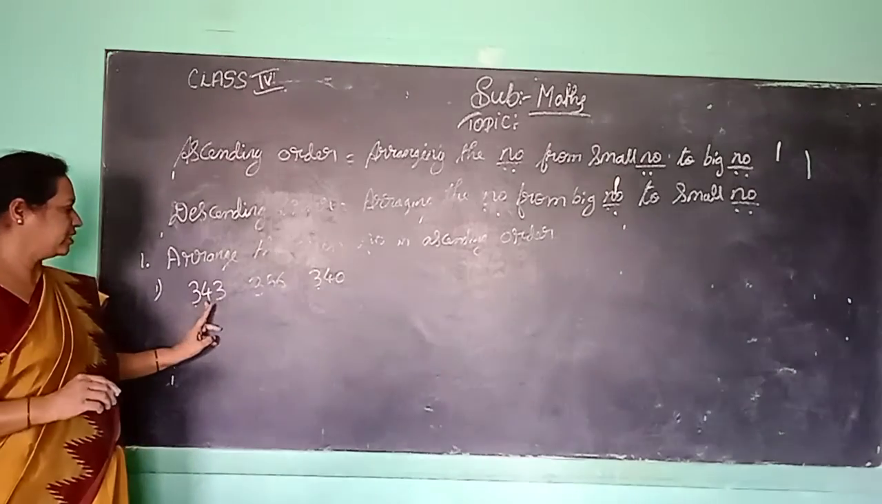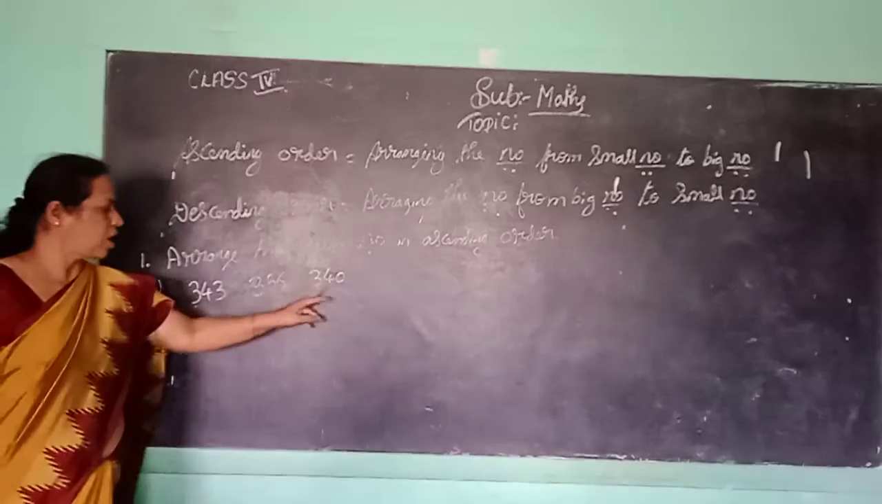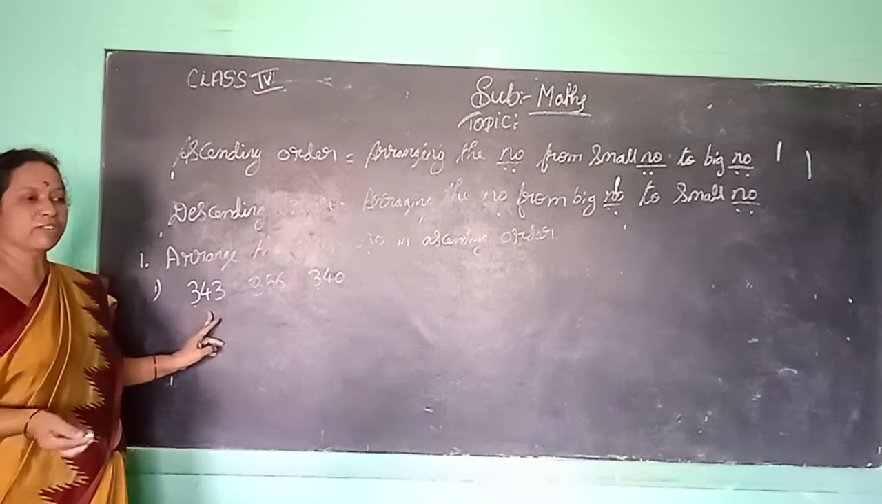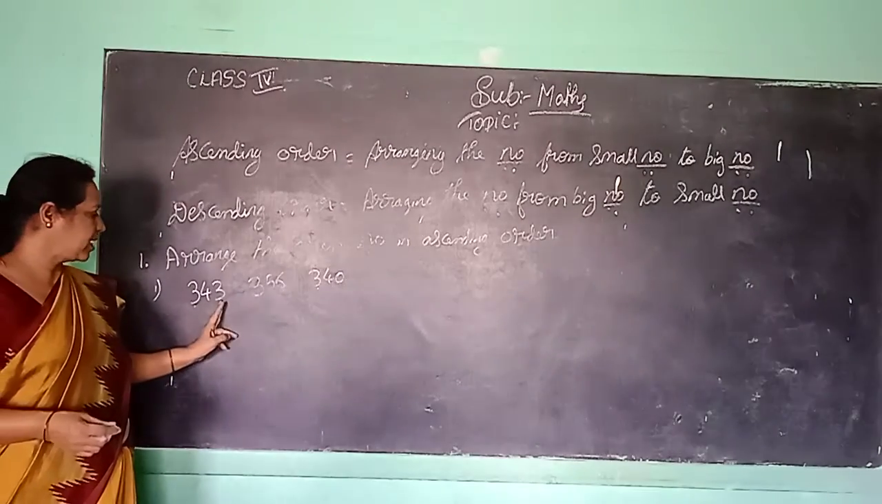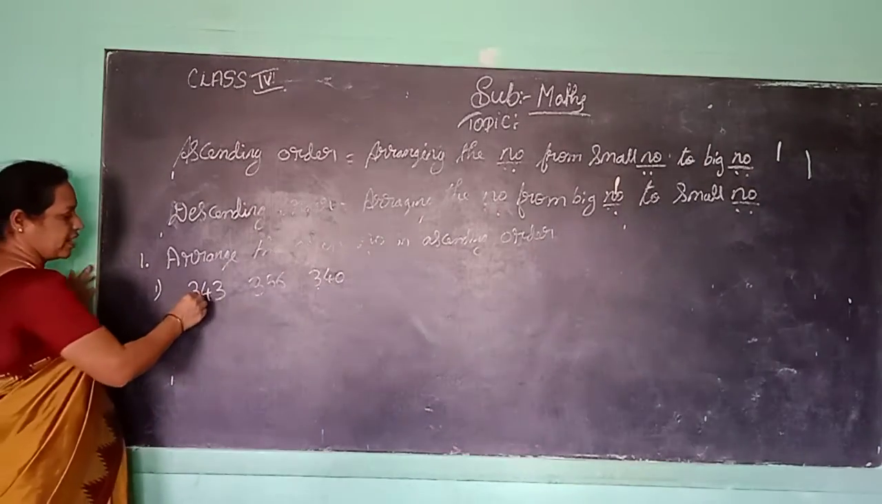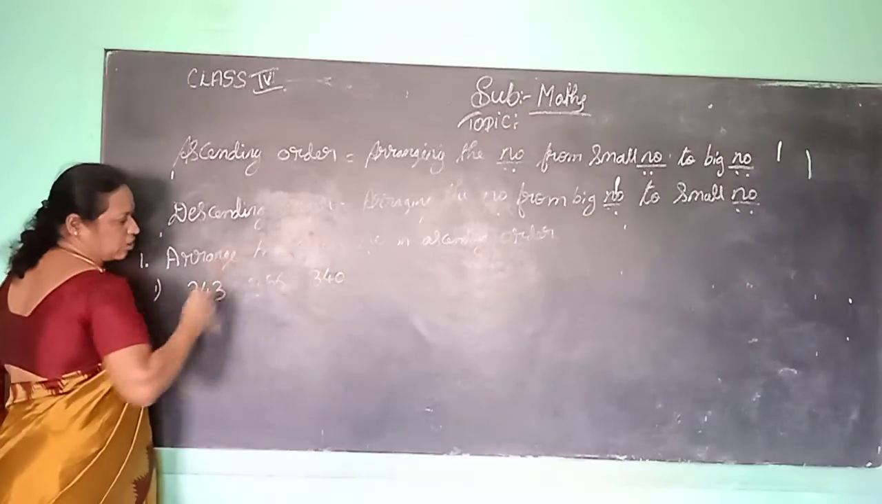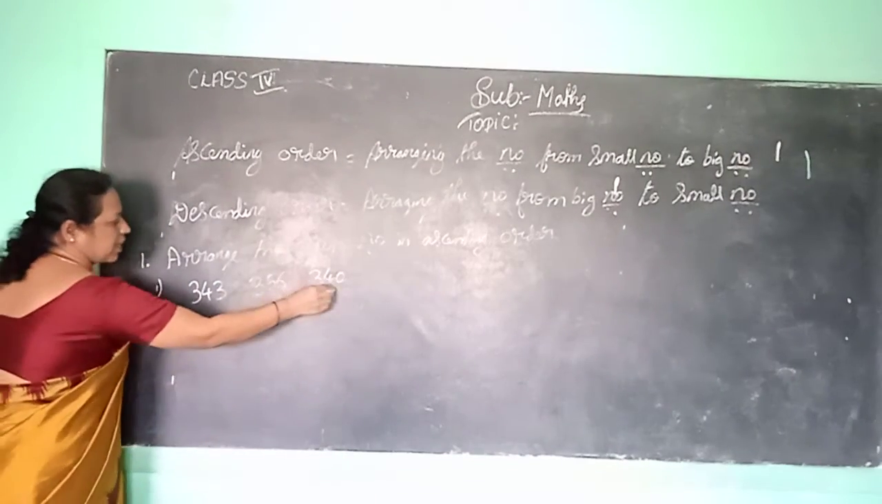So we have to write this number later. But here also the tens place has 4, so these two are equal. Next, which place do we have to see? The ones place. Here 3, here 0. See 343 and 340. Which is smaller, 3 or 0? 0 is smaller. So we write this one first.